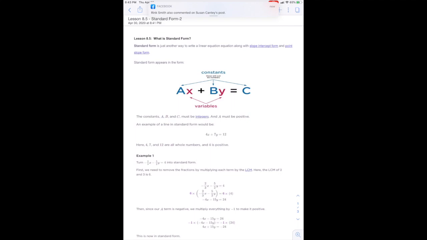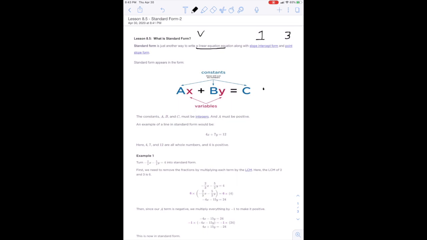So standard form, we're up here, right here. Standard form is just another way to write a linear equation along with slope-intercept form, which we've already done. That's the number one thing. And point-slope form, which we will do next. Standard form looks like this.